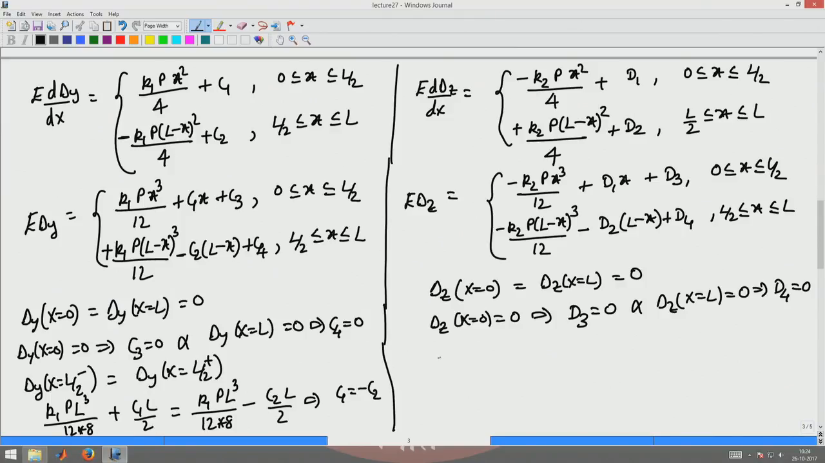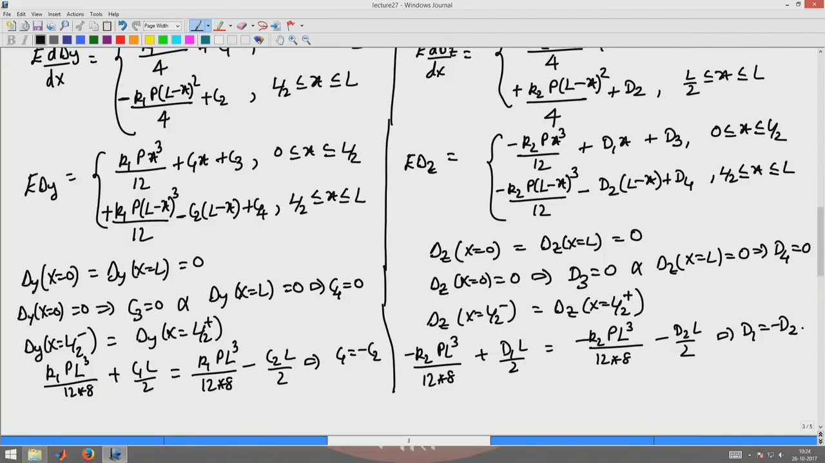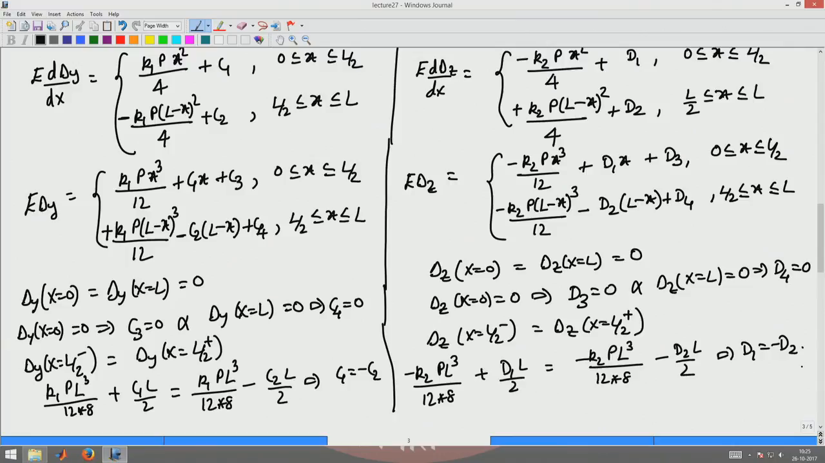Okay, similarly here delta z at x equal to L by 2 minus must be equal to delta z at x equal to L by 2 plus, this is the continuity condition at L by 2. This will imply minus k2 into p L cube by 12 into 8 plus d1 into L by 2 must be equal to minus k2 into p into L cube by 12 into 8 minus d2 into L by 2. This again implies d1 must be equal to minus d2. Okay. Now moving forward, we want to apply continuity condition on d delta y by dx.